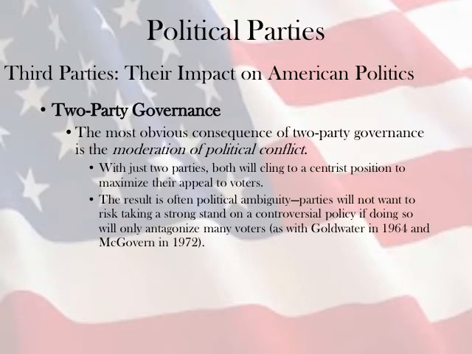Now, a two-party governance. The most obvious consequence of a two-party governance is the moderation of political conflict. With just two parties, both will cling to a centrist position to maximize their appeal to voters. The result often is political ambiguity. Parties will not want to risk taking a strong stand on controversial policy if doing so will only antagonize many voters, as with Goldwater in '64 and McGovern in '72.